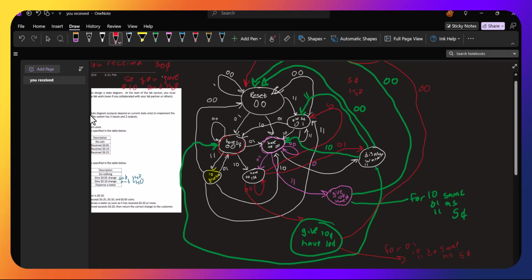Oh, and 0, 0, 1, what would it be? So dispense water. Did I not do the ones from dispense? Yeah, I did it around right there. So that should have, I didn't put the 0, 1 on it.